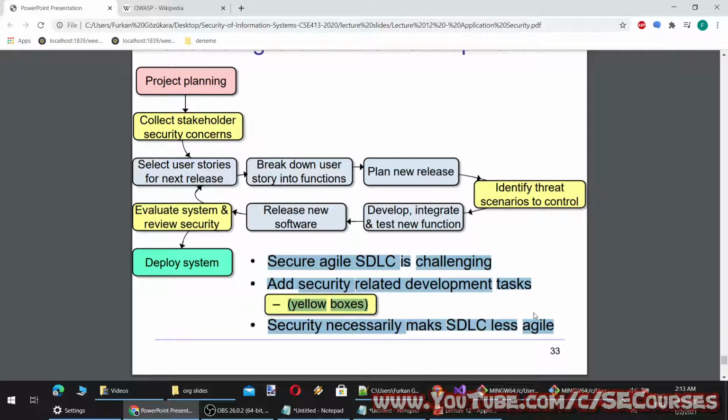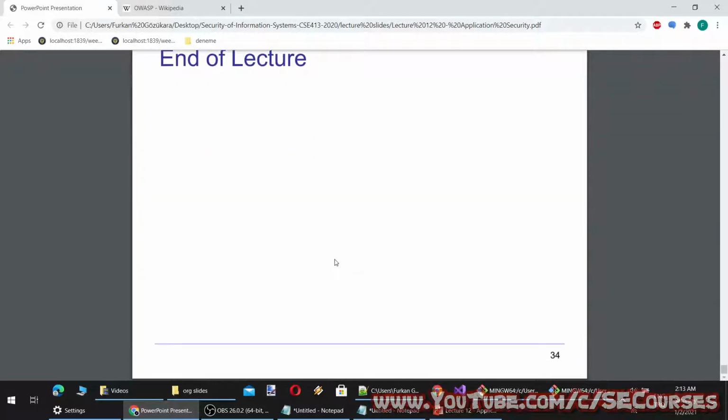Secure Agile SDLC is challenging. Add security-related development tasks, the yellow boxes. Security necessarily makes SDLC less agile. Okay, end of lecture.